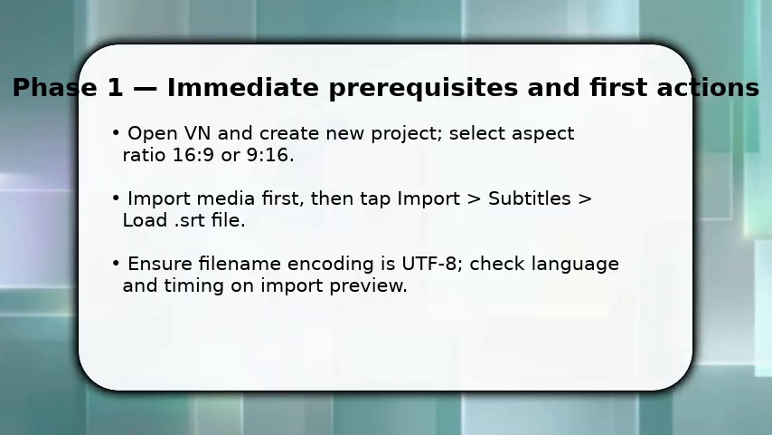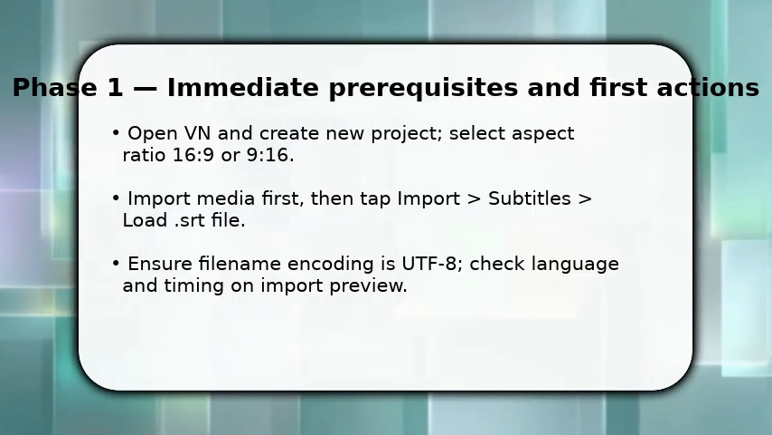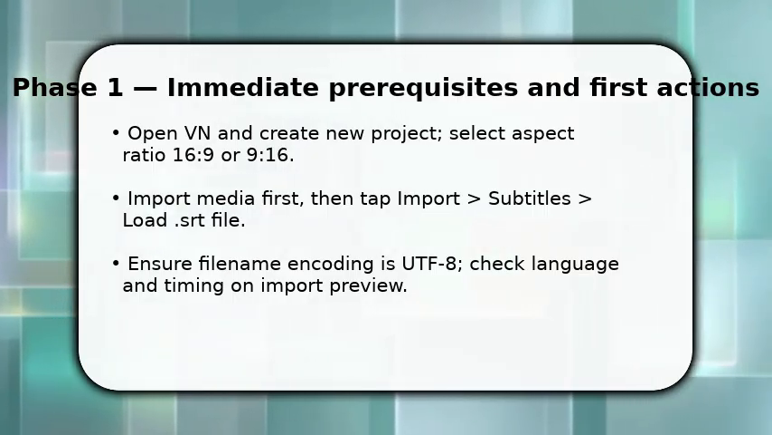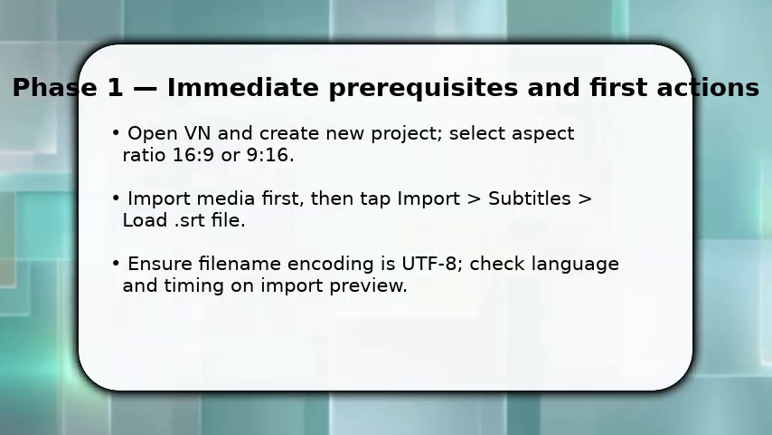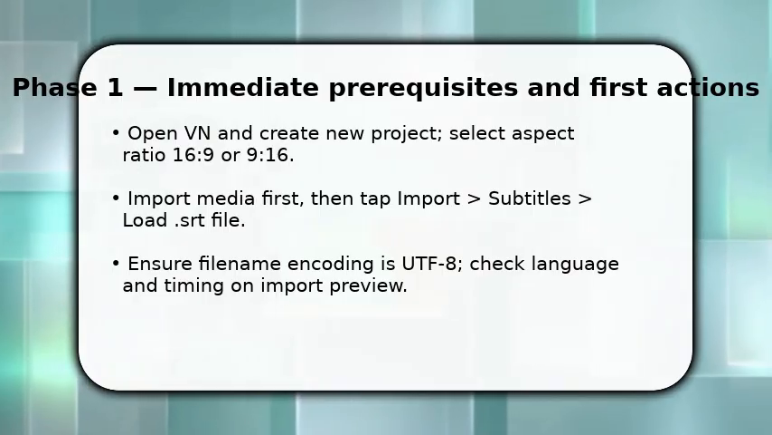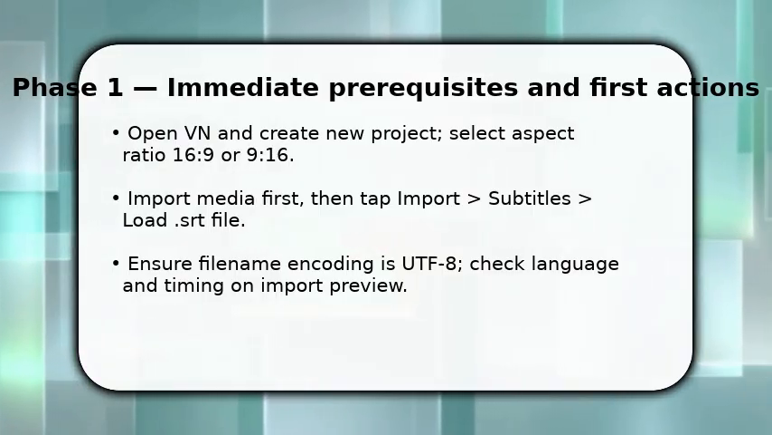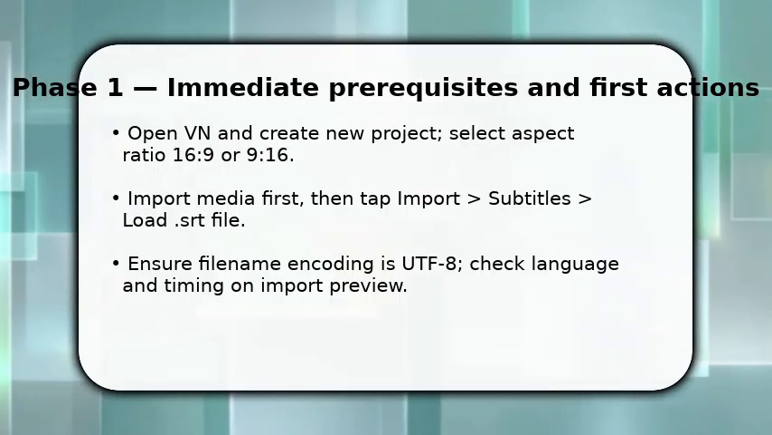You start by opening VN and creating a new project with the correct aspect ratio. You already imported your video clips. Next, import the SRT. Go to Import, choose Subtitles, then Load SRT file. You do this now because VN aligns timing to the current timeline.